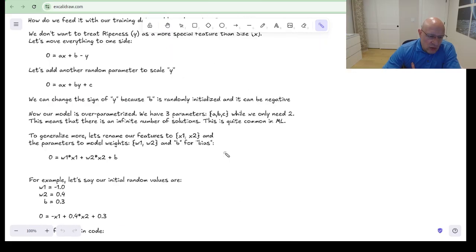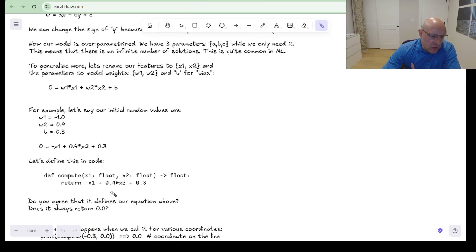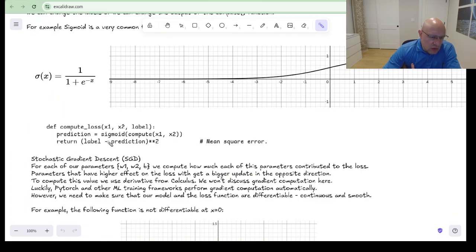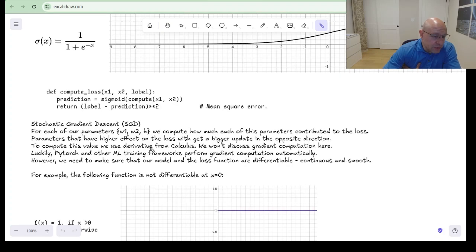Then we created model parameters, model weights, which get multiplied by each corresponding coordinate plus a bias term that we add at the end, and we add all of those components together. Then we compute the value of this function, and from that we are able to compute the loss, which indicates how incorrect our model prediction is.